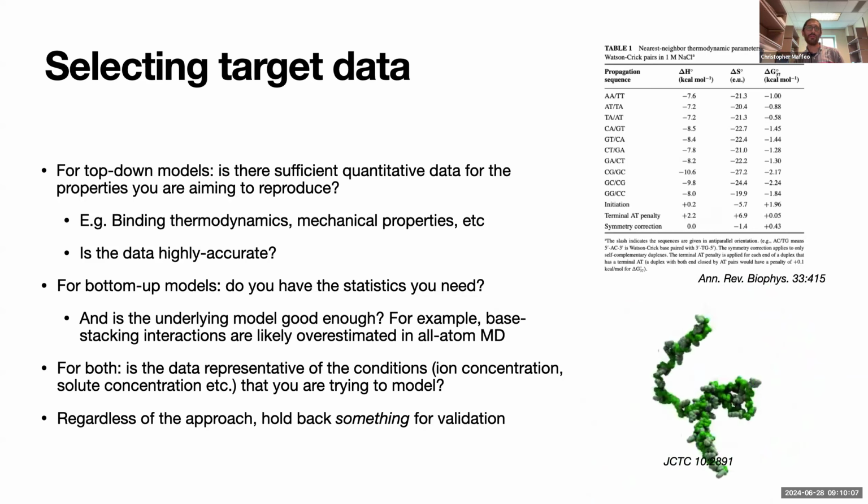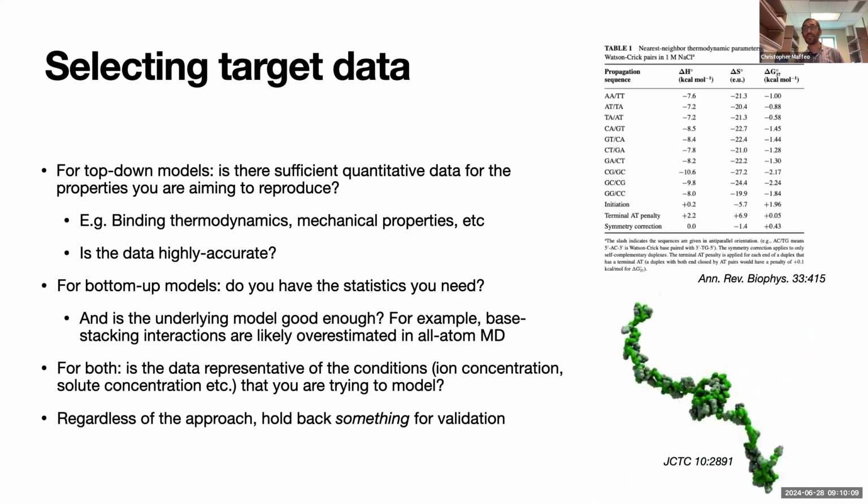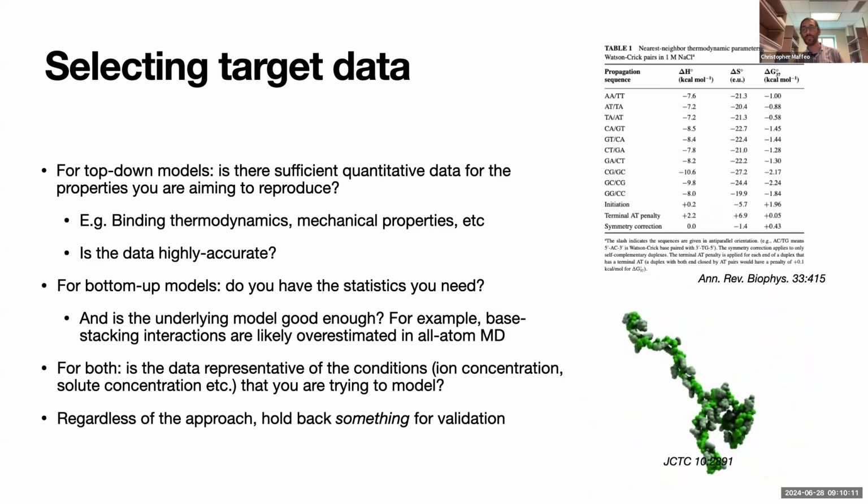For a bottom-up model, you're going to need a lot of statistics. So if you want to coarse grain something, you should have a pretty long simulation. The example I showed in the lower right here is a single-stranded DNA polymer that was simulated for, I think, a microsecond or so, which today I think would not be long enough. I would want to run longer, actually.